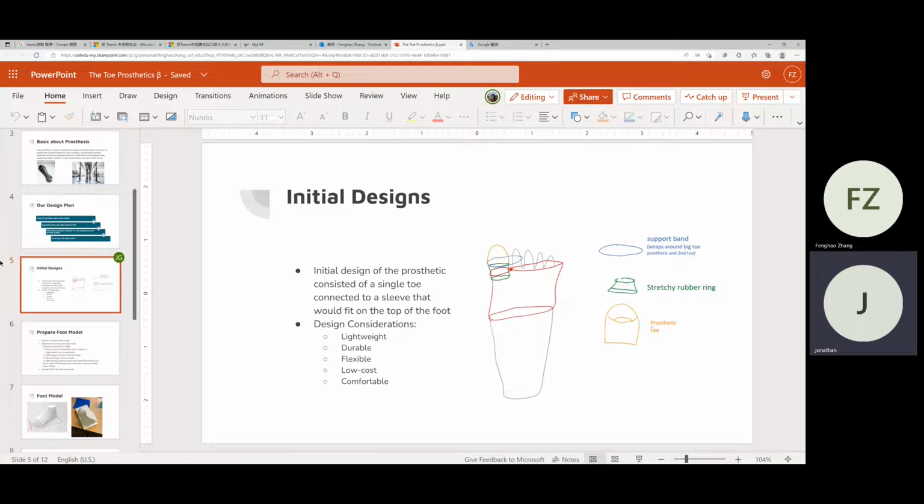And so on the right, you can see a crude drawing of the initial design. In red is the sleeve, and then you can see in blue is that support band that would have wrapped around the big toe in the prosthetic, and a stretchy rubber ring in order to put the prosthetic toe in that would then connect to the red sleeve, or the sleeve that is in red.